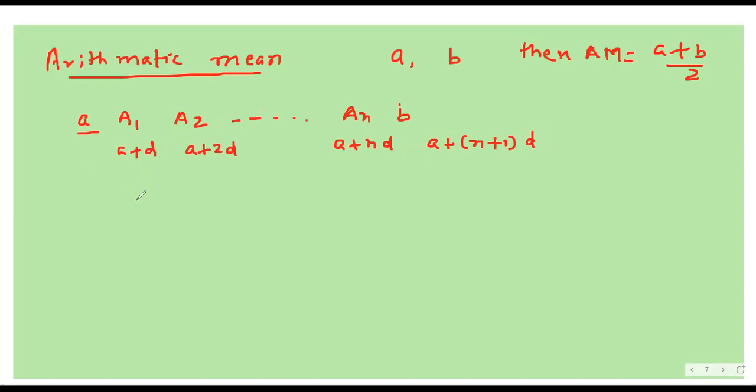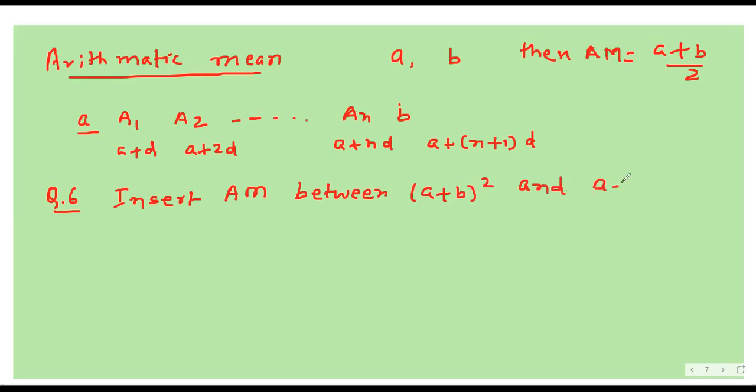So this can be understood by one question. Let's check the question. Insert an AM between a plus b whole square and a minus b whole square.